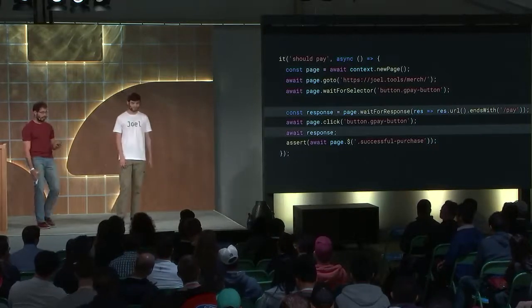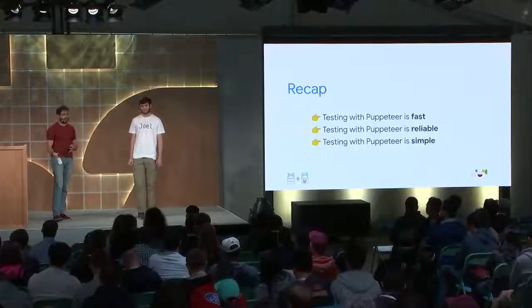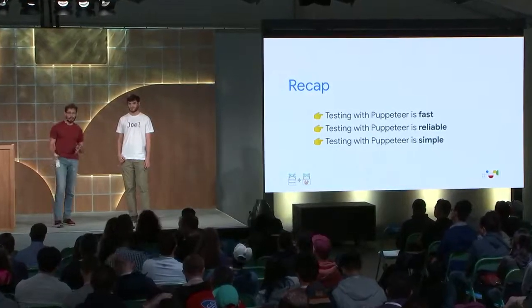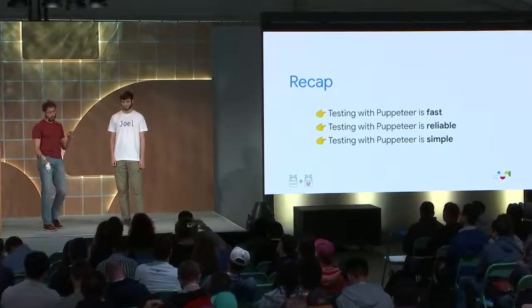OK, so let me recap. Joel didn't test his website because he was scared. But it turns out that if he were to use Puppeteer, his fears would not apply. With Puppeteer, tests are fast because of headless Chrome and browser contexts. Testing with Puppeteer is reliable because of all the reactive APIs we have. And testing with Puppeteer is actually simple because it's just one NPM install away from you. Now, with Puppeteer and Puppeteer Firefox, you can actually test for different browsers, for Chrome and Firefox.